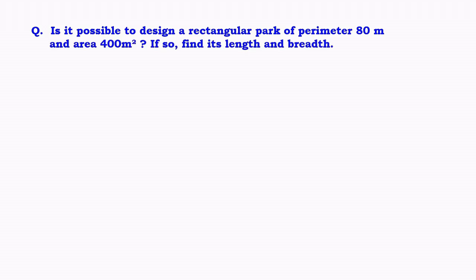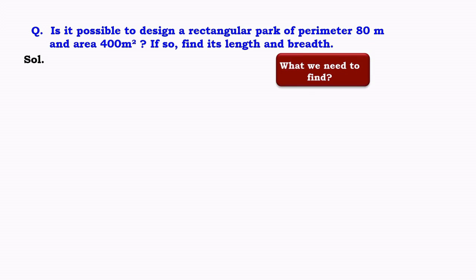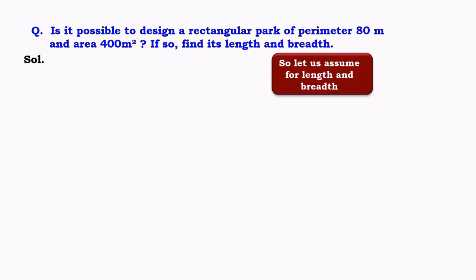Let us read the question. Is it possible to design a rectangular park of perimeter 80 meters and area 400 square meters? If so, find its length and breadth. We need to determine whether such a rectangular park can exist. If it exists, we also have to find its length and breadth.